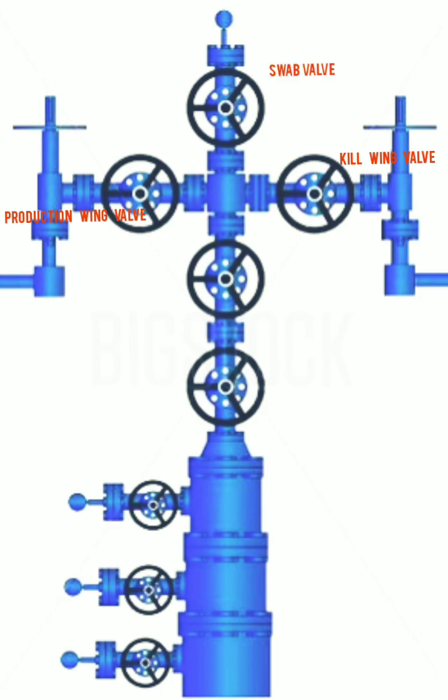Then we have the swab valve with the assembly. Here we can connect the wire line assembly, or we normally connect the BOP for carrying out wire line, slick line or acid jobs or other well related jobs. So this is the overall visual of the wellhead.